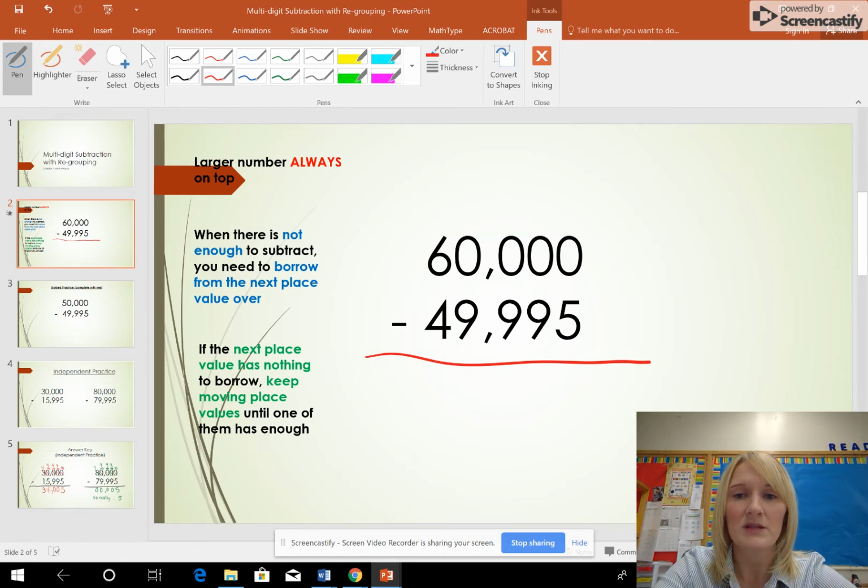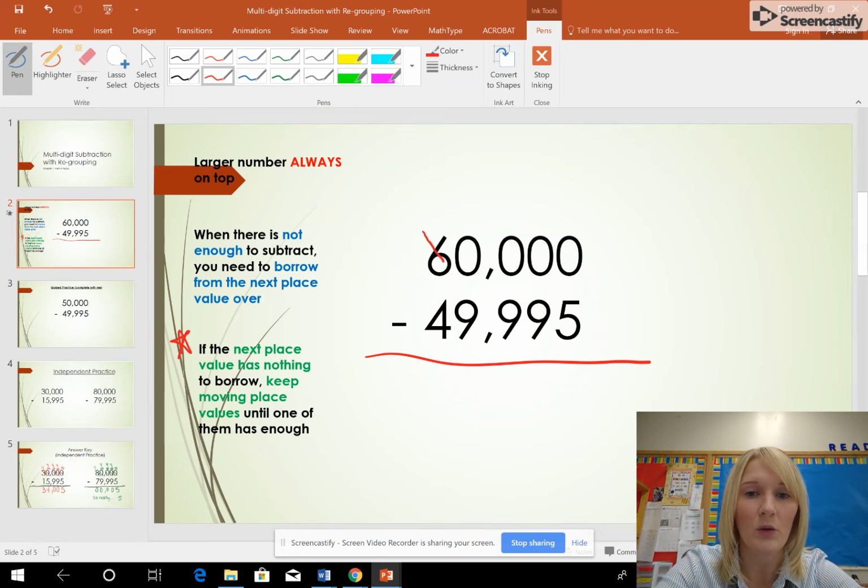When I go to my ones place, I have 0 ones minus 5 ones. I can't take away 5 ones if I don't have any ones to begin with. So I'm going to move over to the tens place to borrow. I don't have any tens. So what do I do for my step right here? It says keep moving until we have enough to borrow. So I'm going to keep on moving. No hundreds, no thousands. Oh, 10,000s. I do have some 10,000s that I can borrow and share.